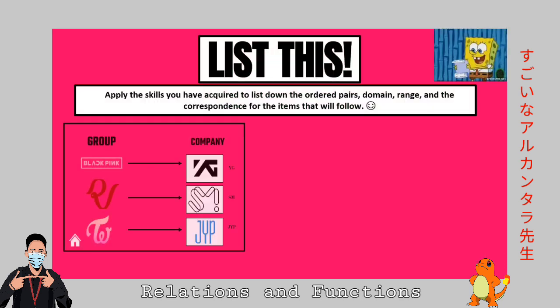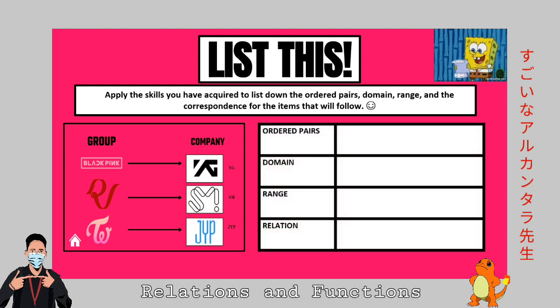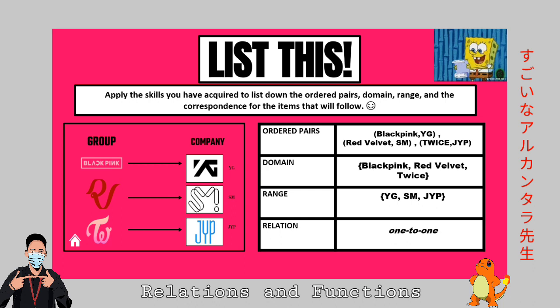Let's have another example. Let's say that we have the groups. We have our first ordered pair here as Blackpink and YG, then Red Velvet and SM, then lastly Twice and JYP. As easy as that. Based on the diagram, based on the arrowheads, you can do it quickly. Next, for the domain, you have Blackpink, Red Velvet, and Twice. Always remember how to write the domain properly. Lastly, for the range, we have YG, SM, and JYP. Then for the relation, this is one to one.